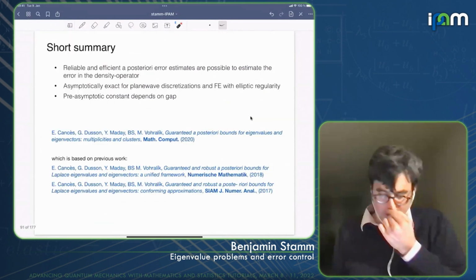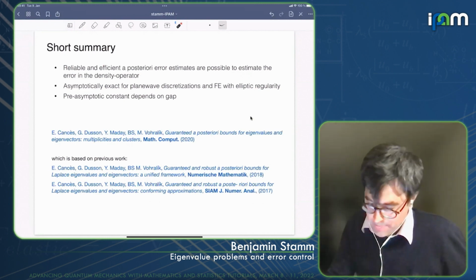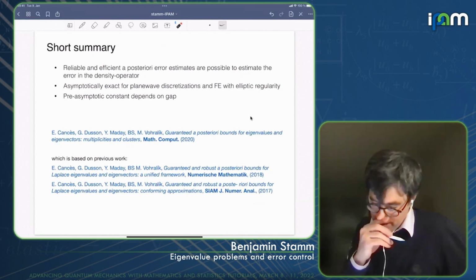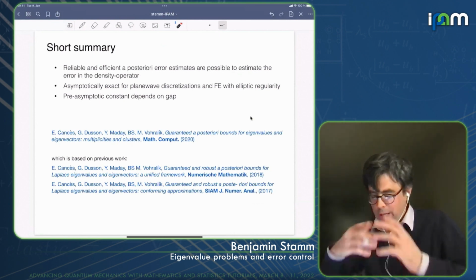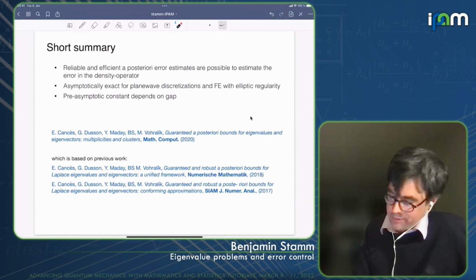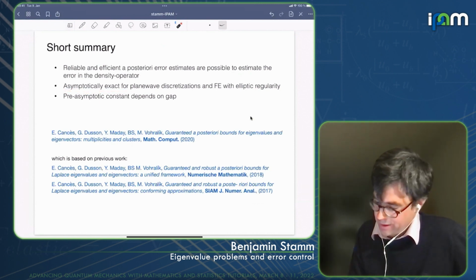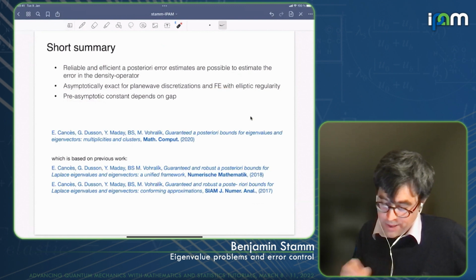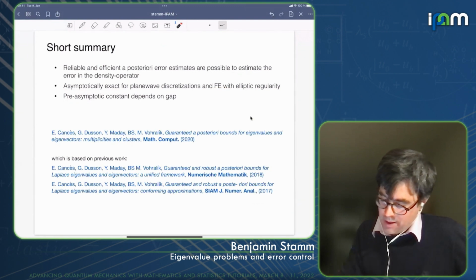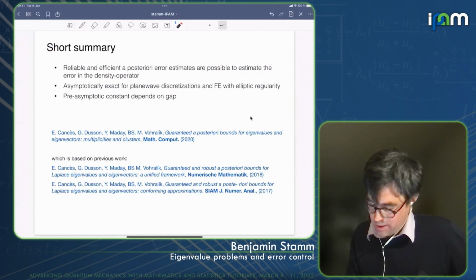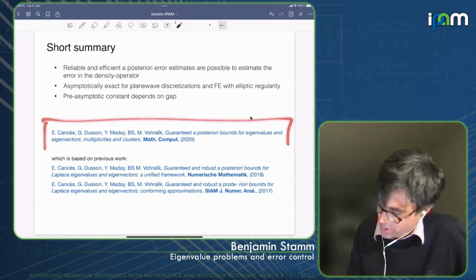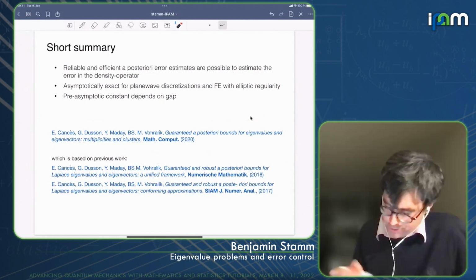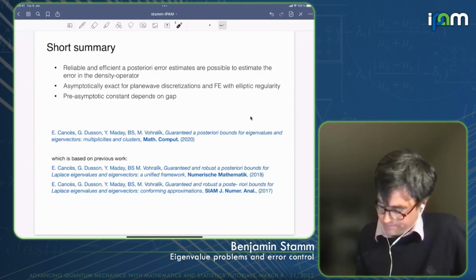So, a short summary at this point. We derived reliable and efficient a posteriori error estimates, or at least it is possible to estimate the error in the density operator. So we look at the eigenspace and the error in the eigenspace. It is asymptotically exact for plane wave discretizations and finite elements with elliptic regularity. The pre-asymptotic constant depends on the gap, and we also saw quite sensitive behavior on the amplitude of the potential. This has been mostly reported in this article, which is a succession of our first two contributions.